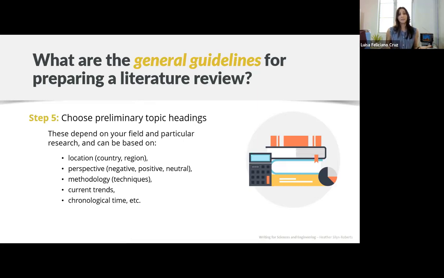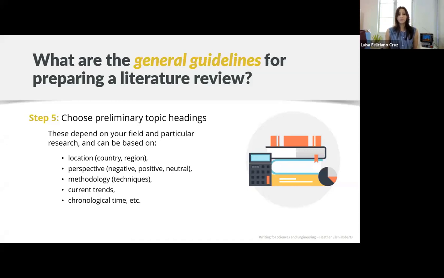You can also do it by perspective, as in the example we talked about, new drugs. So you can have negative and positive perspectives about an issue, and then you need to compare and contrast and talk about it. You can do it by methodology, if you're using numerical methods, for example, different techniques that are being used in your research area. You can also do them considering current trends, or you can also use chronological time to compare the sources that you're using.